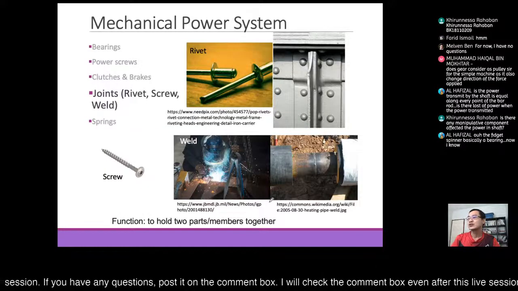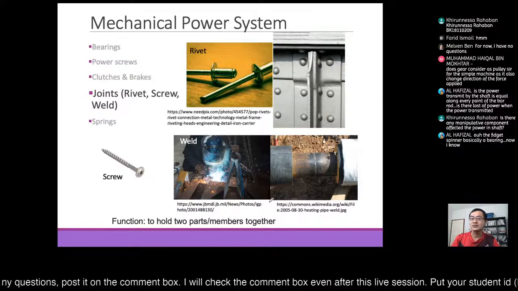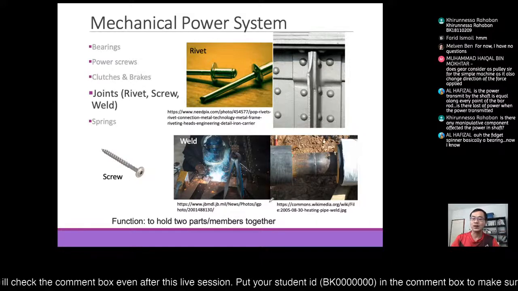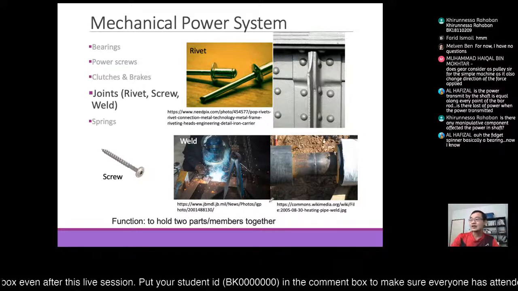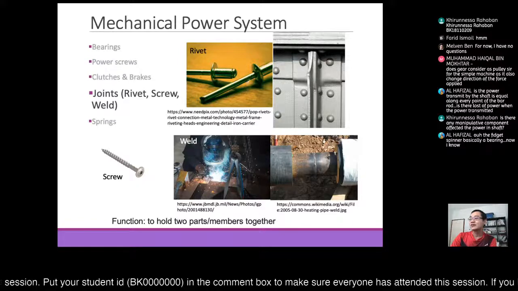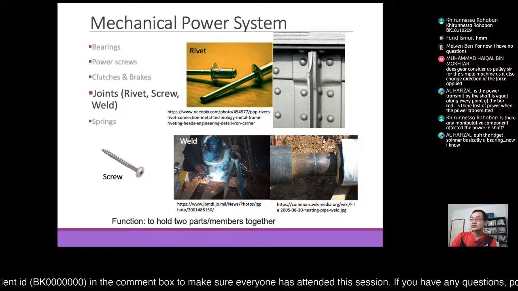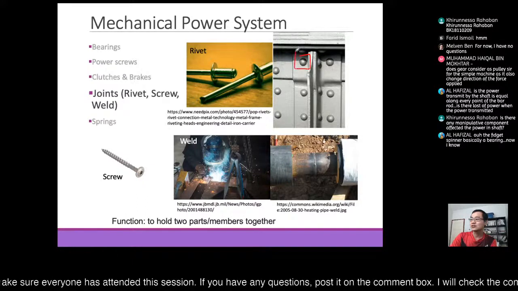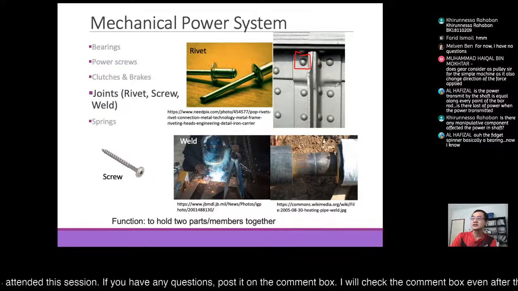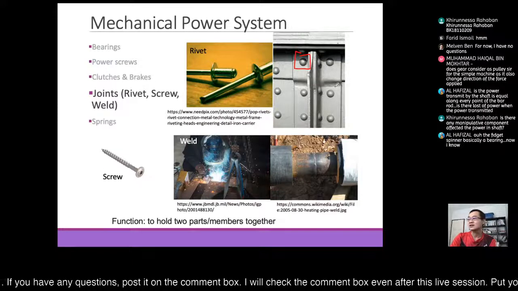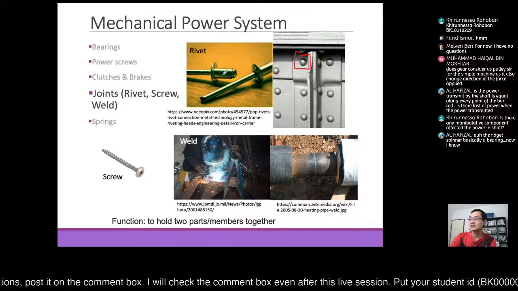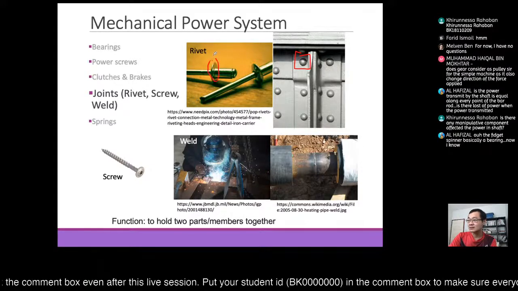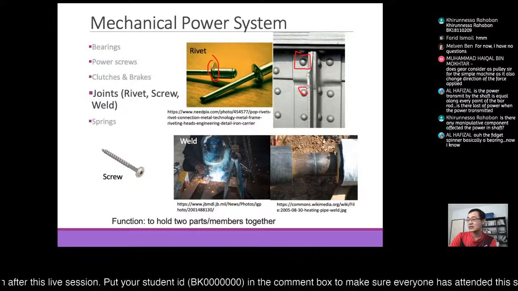When we try to join parts together, most of the time we join them due to the construction of the component itself. Therefore you may have rivets, let's say. When we use a rivet, we will see this round type. We call that a rivet. How it functions: we have this rivet part, and this head is what you see outside.